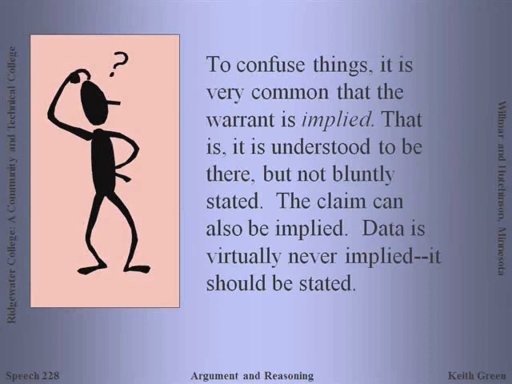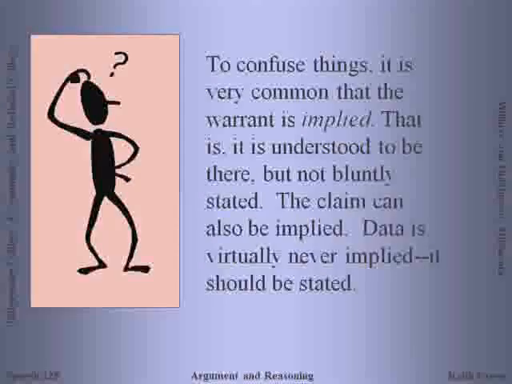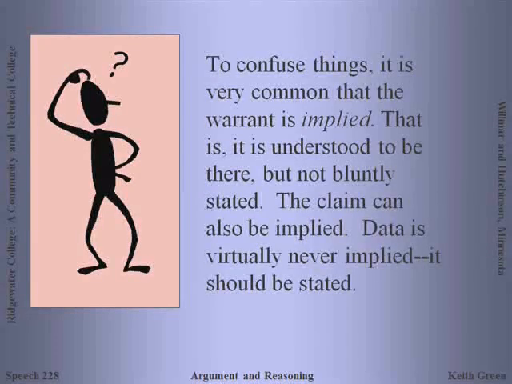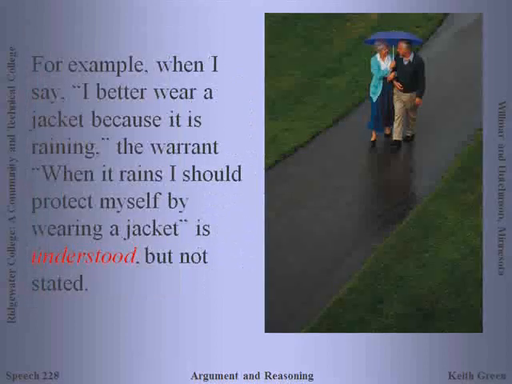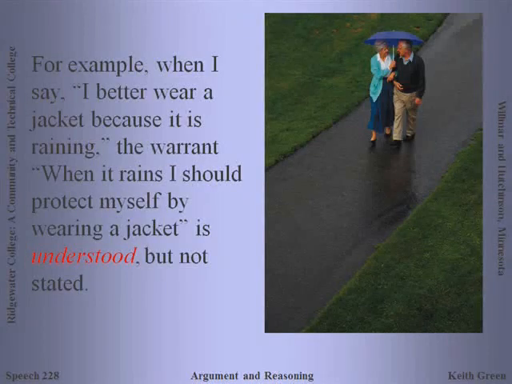Now the claim could also be implied. But data is virtually never implied. It should be stated. The arguer should not leave us having to imply or to assume what the data is, but the claim could be implied or suggested. For example, when I say, I better wear a jacket because it's raining, the warrant, when it rains I should protect myself wearing a jacket, is understood, but it's not bluntly stated.